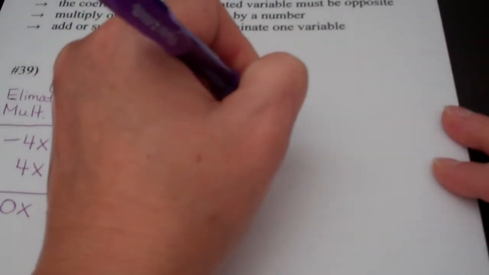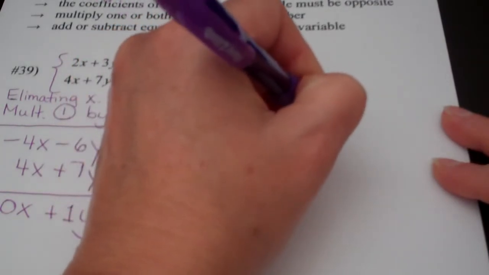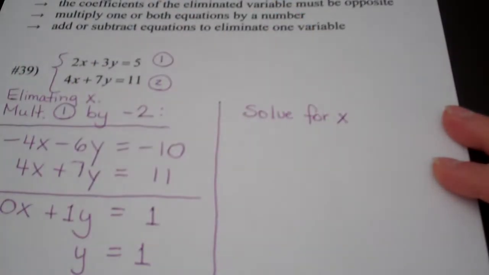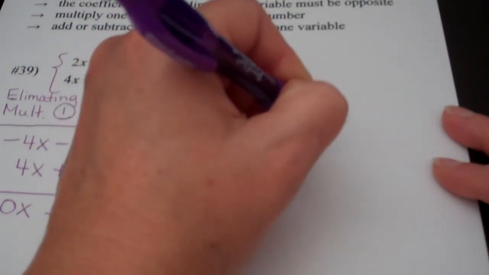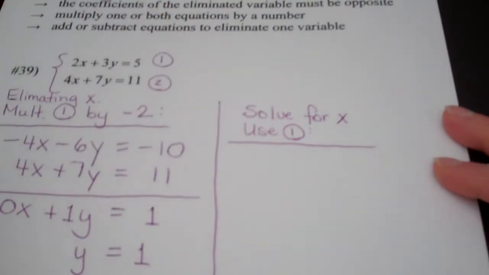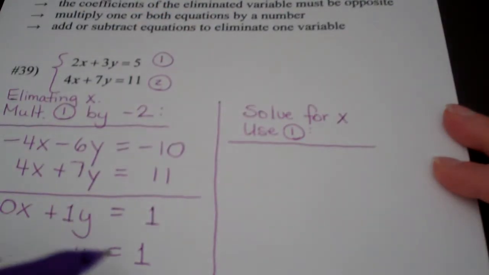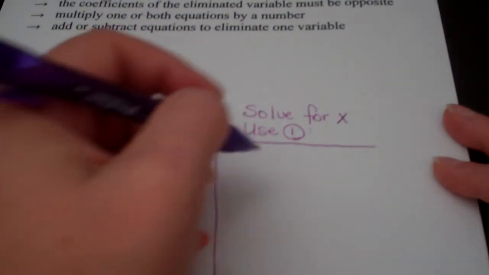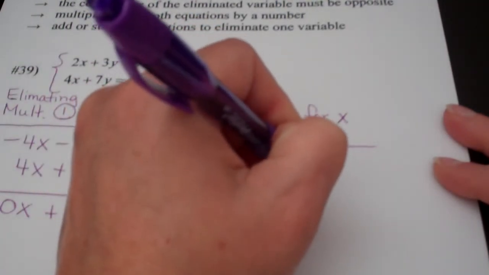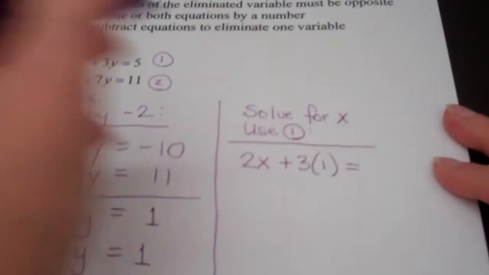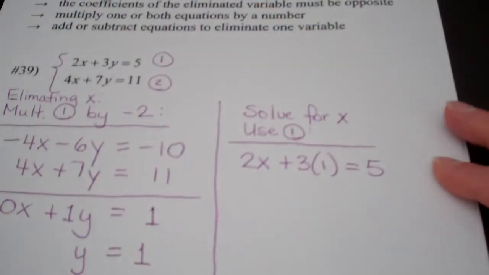Okay, so now I'm going to solve for x. I'm going to use number 1, not for any good reason. Either one, like I said, will give you the same result. So I'm going to substitute y to be 1 in equation number 1. So I'll have 2x plus 3 times 1 equals 5.